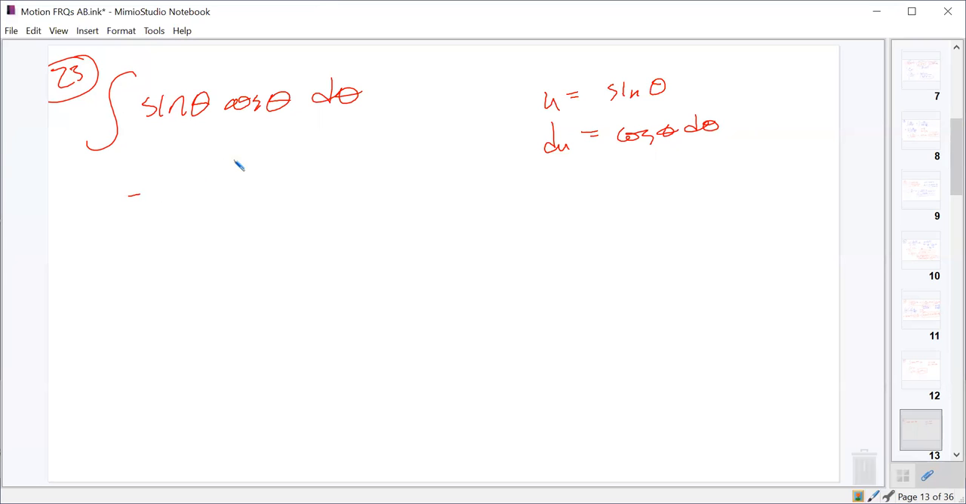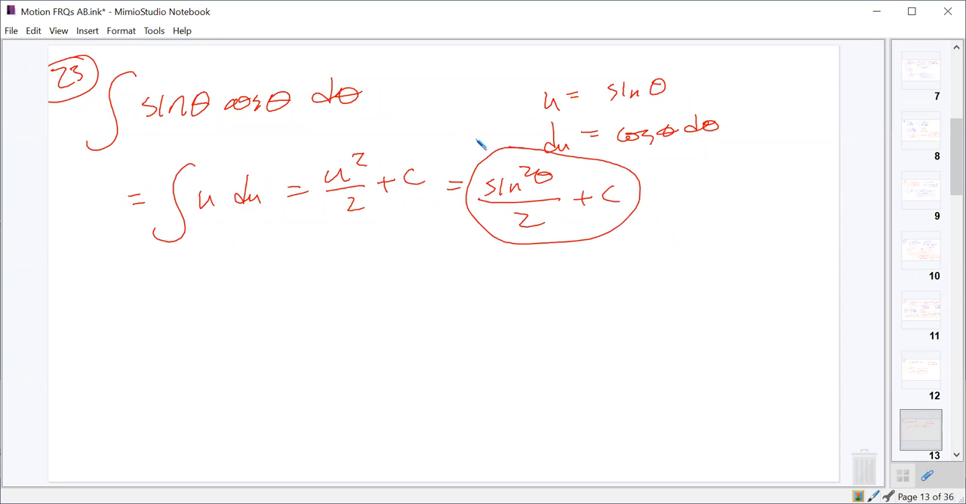This just ends up becoming the integral of u du, or u squared over 2 plus a constant. And so we say that sine squared theta over 2 plus a constant. Is that one of our answer choices? Probably not, huh? So we will deal with why that's not one of our answer choices in a second. This is a perfectly 100% correct integral here.